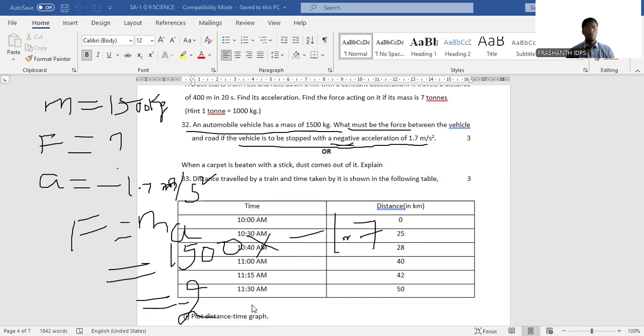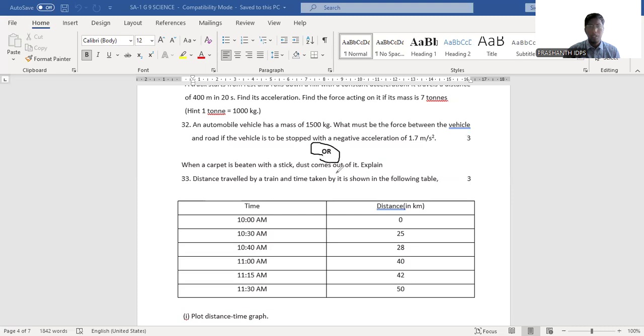2550 Newton. And this is the force between the vehicle and the road. So the vehicle will go in one direction and the force on the road, that's called frictional force, will act in the opposite direction. Friction always tries to stop or resist the motion of the body. So minus 2550 Newton will be the answer for the 32nd question. Okay, that's the second question.